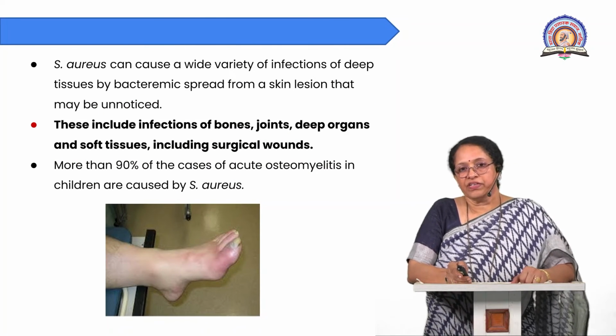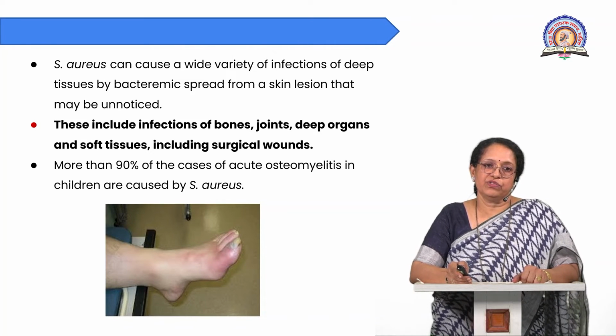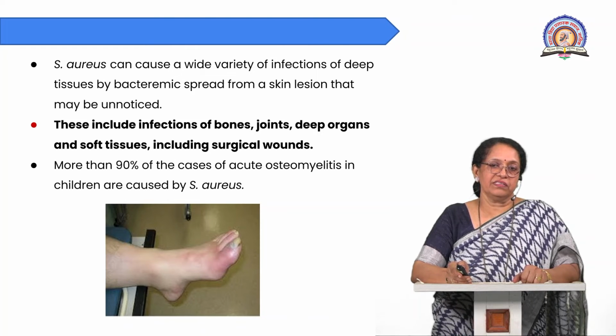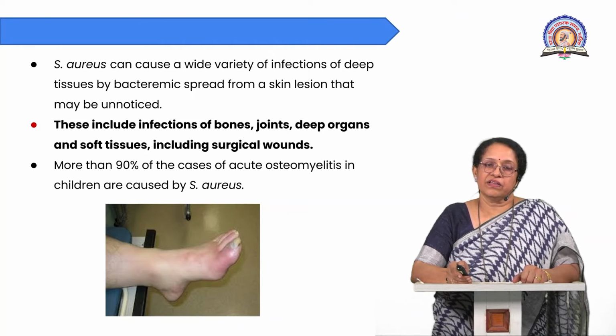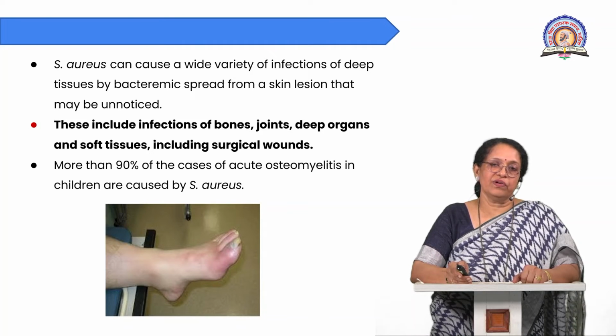This Staph aureus can cause a wide variety of infections of deep tissue. They are very difficult to treat as they spread to other organs of the body. They are infections of bones, of joints, organs, as well as soft tissue. Surgical wounds also, in the operation theater, such instruments are required for the operation.